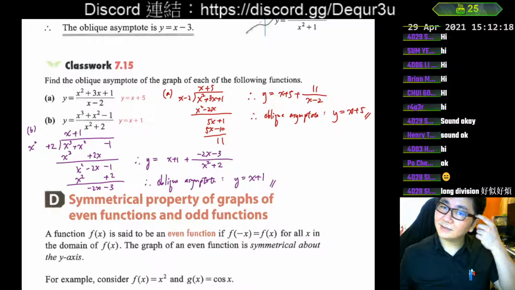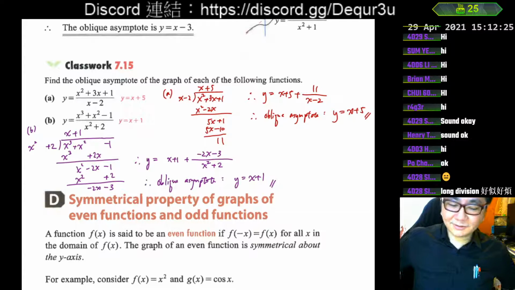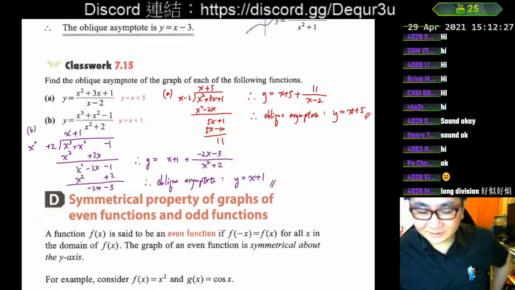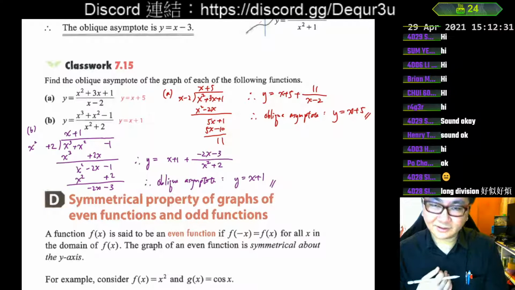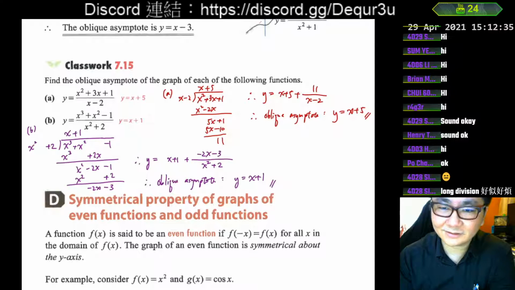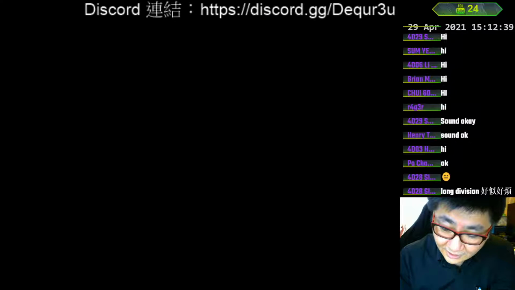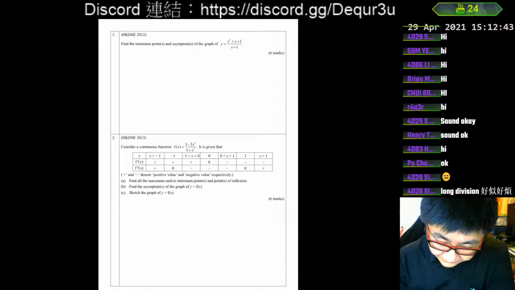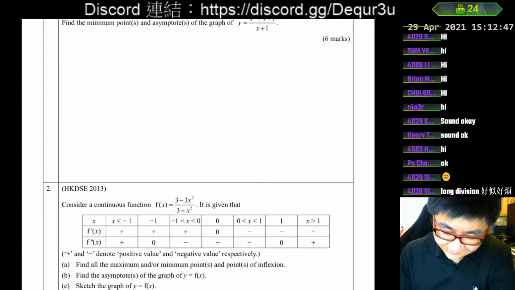So I see time is almost up. Maybe we don't start something new, but instead we go to the worksheet. Probably you have not printed this out, but anyway you can still mark down something in the notebook, and we try to do something like what the exam would be asking for. I will turn to the curve sketching worksheet that I just sent you before this lesson.